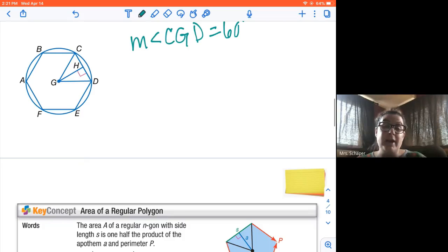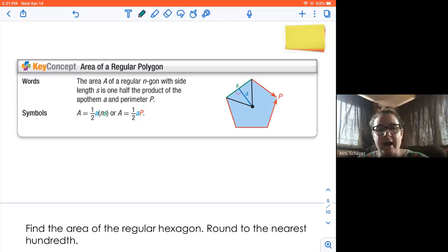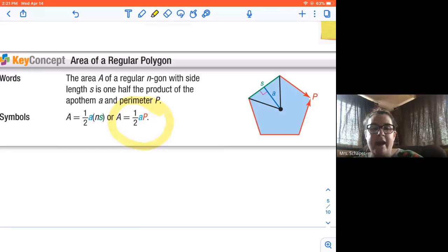All right, now this is a brand new formula for you. This is the area of any regular polygon. So for any polygon that has all sides the exact same, this is the formula we're going to use. I think this formula right here makes the most sense. It's 1/2 the apothem times the perimeter. What this tells us right here is the number of sides times the side length. So I just think 1/2 times the apothem times the perimeter makes a whole lot of sense.